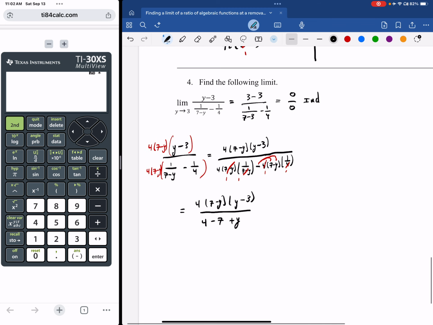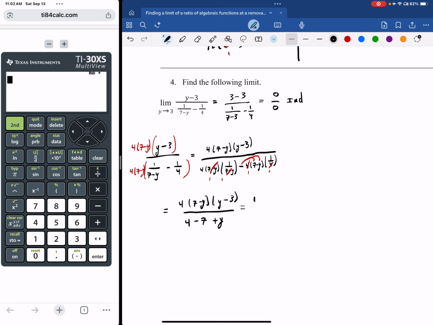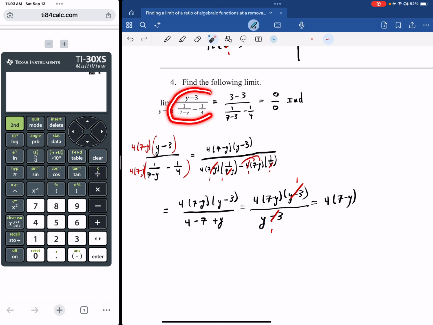Let's try cleaning that up a little bit. When I clean that up, in the top I have that 4. I still have the factor of 7 minus y, and I still have that y minus 3 factor. In the denominator, if I write it in descending order, I'd have my y first, and then I have that 4 minus 7. 4 minus 7 is a minus 3. Well, now we could even keep on going from here, because I have a factor of y minus 3 in the numerator and y minus 3 in the denominator, so those simplify to be a 1. So it looks like I'm left with 4 times 7 minus y. So that original nasty compound fraction simplified into 4 times 7 minus y.